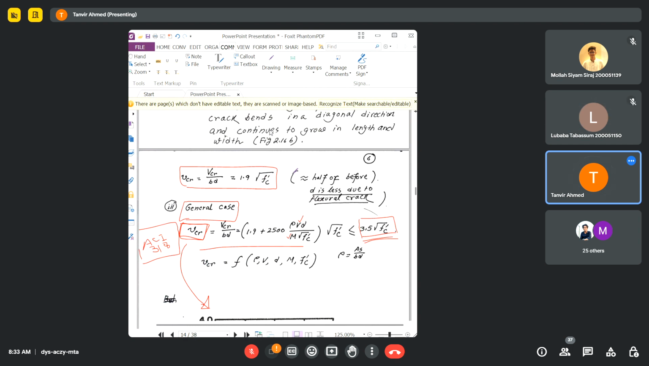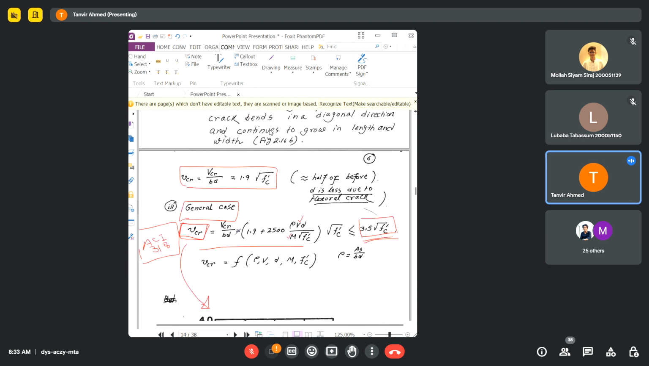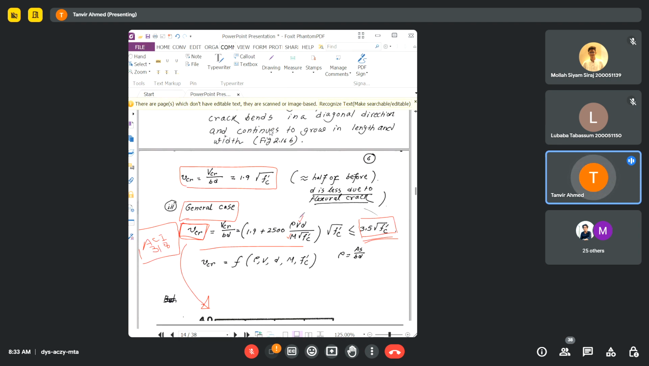Now there is a general equation provided by ACI 318. Okay, this general equation will cover all the cases. So if you just simply know the value of V and M, your V can be high, M can be low, both of them can be high, both of them can be small. In that case, just plug in the values of your V and M, and obviously you have to plug in the value of the reinforcement ratio.